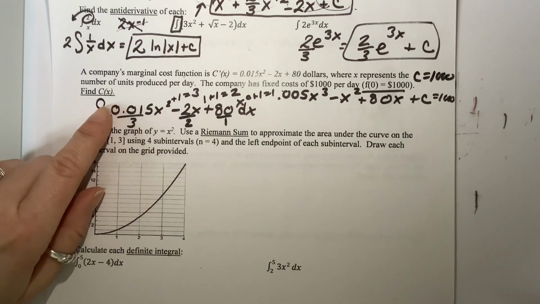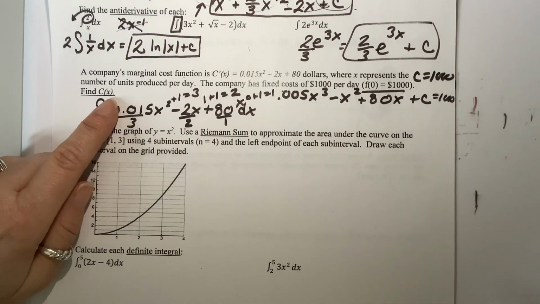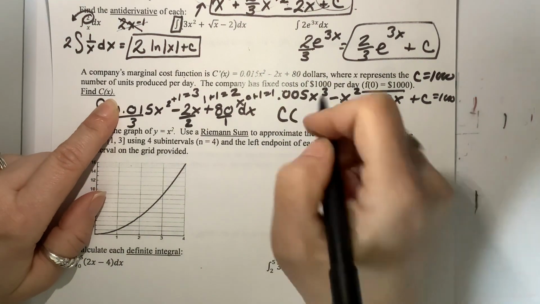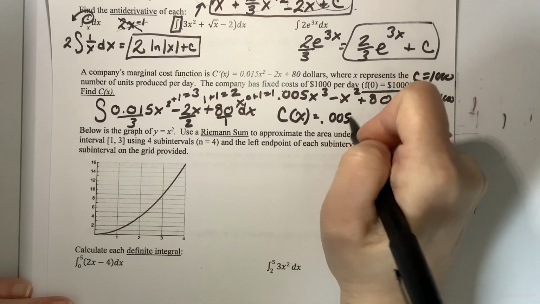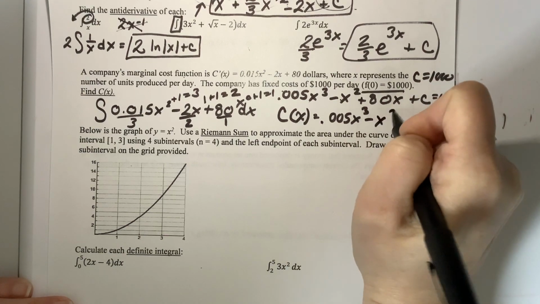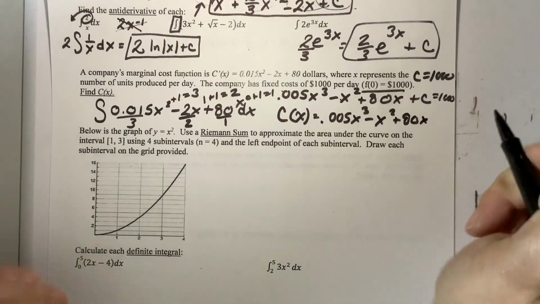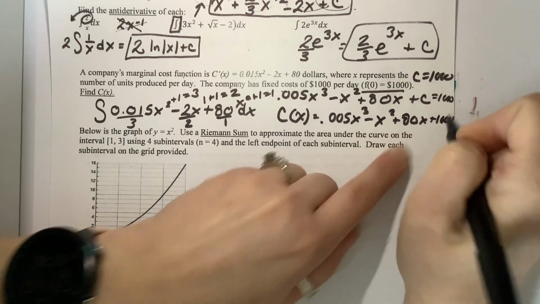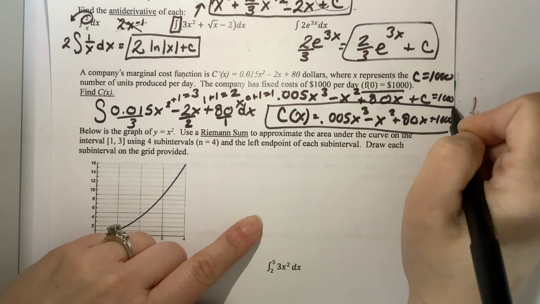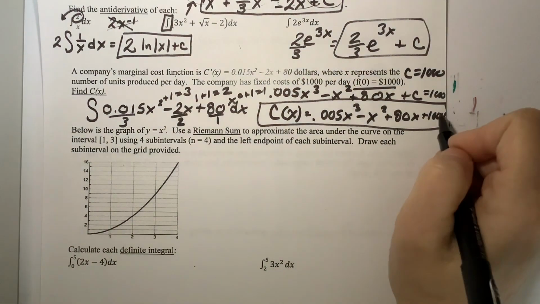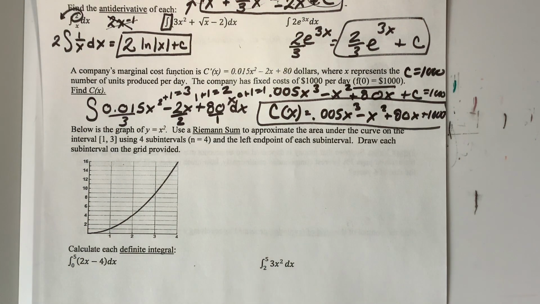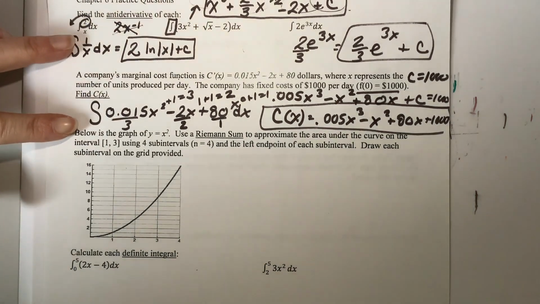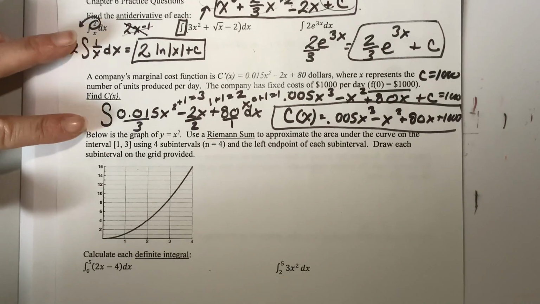They want us to find the function for the cost. All I do now is replace c with 1,000. The cost function is 0.005x cubed minus x squared plus 80x plus 1,000. This is a function now that a company could use if they knew how many items they were producing. They could fill that in for x and they would know their costs. That was 6.1. So what we've done so far, that is the first section.